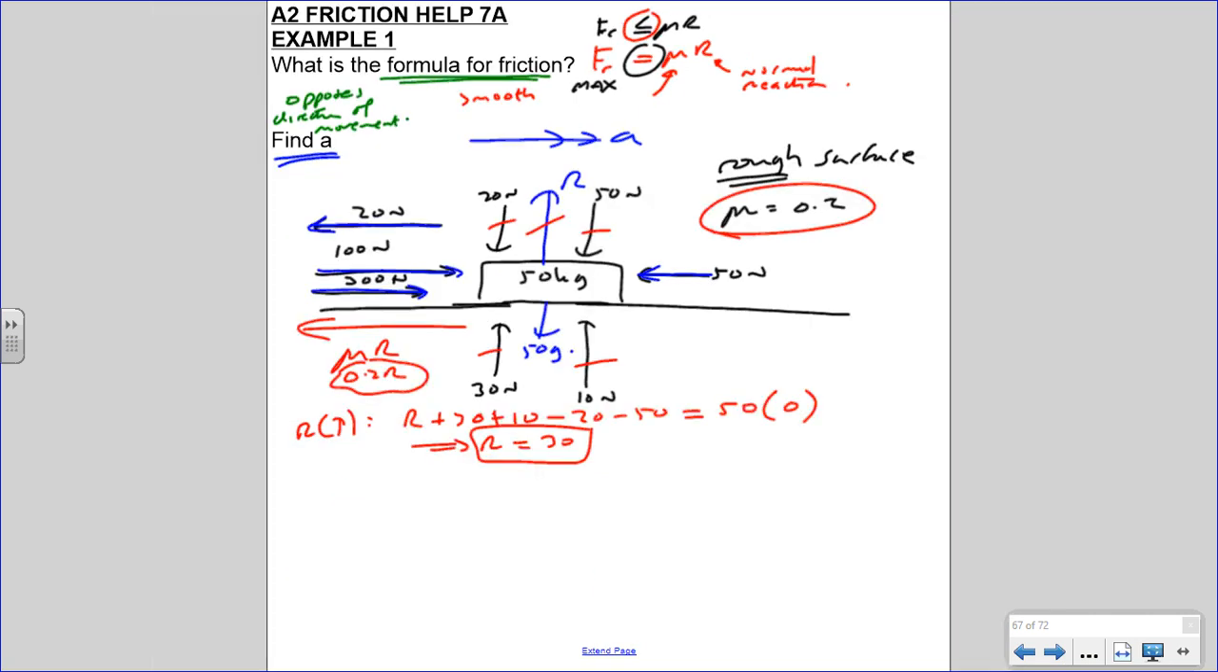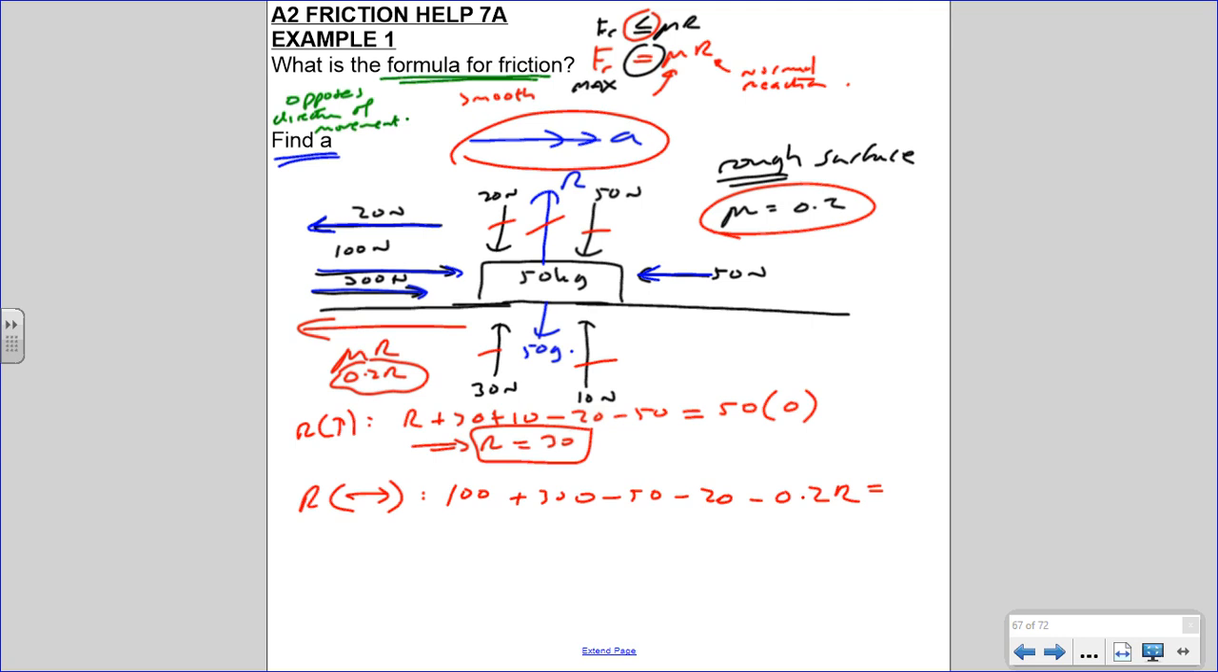And then we need to resolve in the direction of acceleration. We always resolve in the direction of acceleration. So that's going to the right. What are the forces going right? Well, we've got our 100, we've got our 300. What are the forces opposing it? So 50, 20, and our 0.2 R, right? And this equals mass, which is 50, times acceleration, which is the thing we're trying to find.